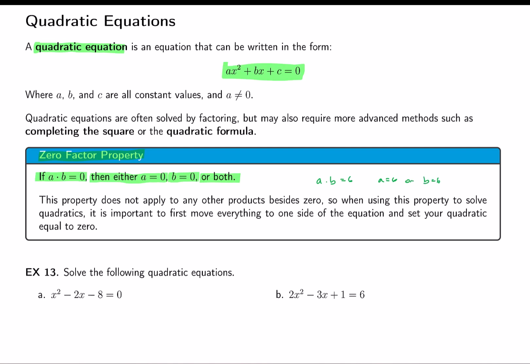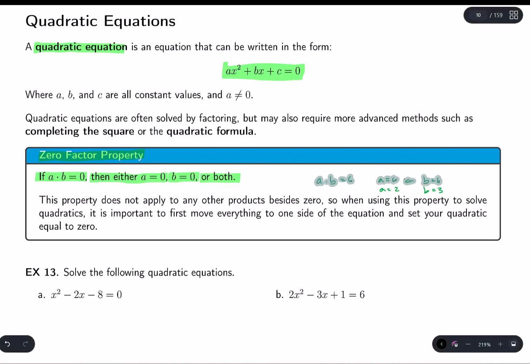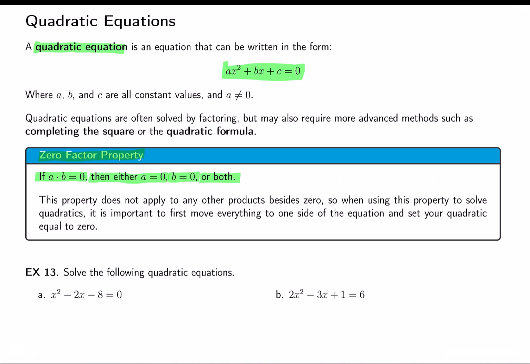It doesn't mean that, because you could have a is equal to 2 and b is equal to 3, and that would mean the product is 6. And neither of those are 6. So you're only guaranteed that this works when it's set equal to 0. And when you're solving quadratics, one of the first steps you always have to take is set the thing equal to 0. And that's exactly why, because of the zero factor property.